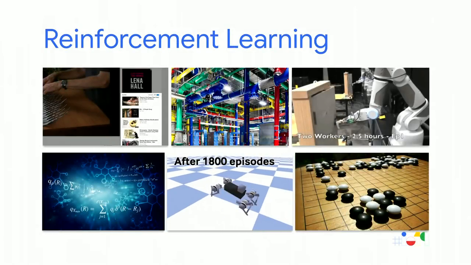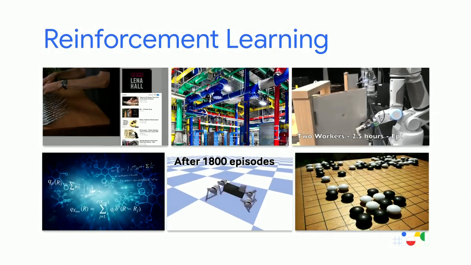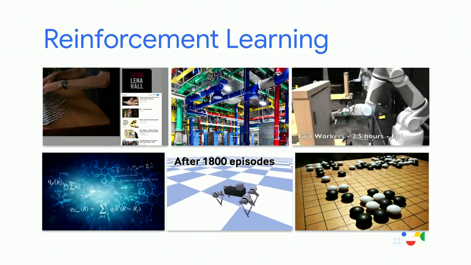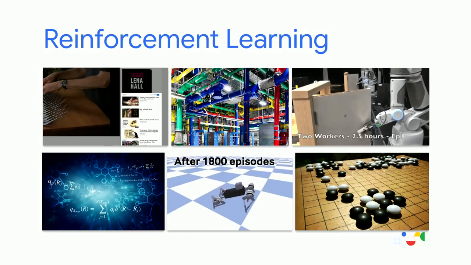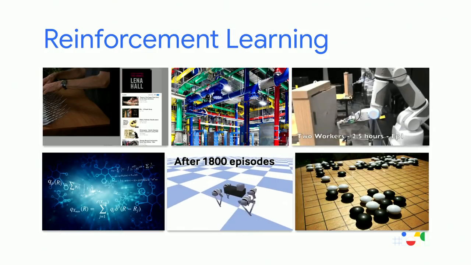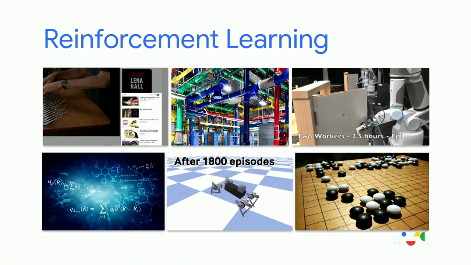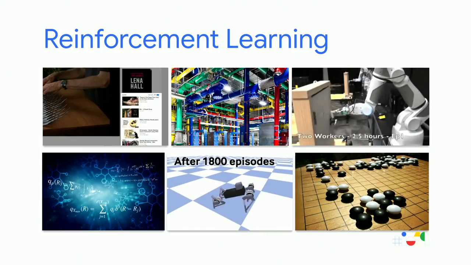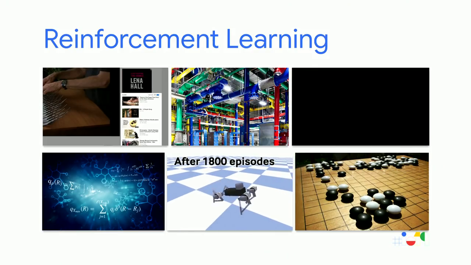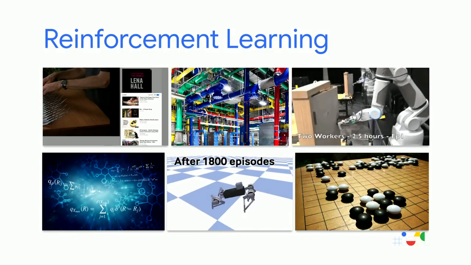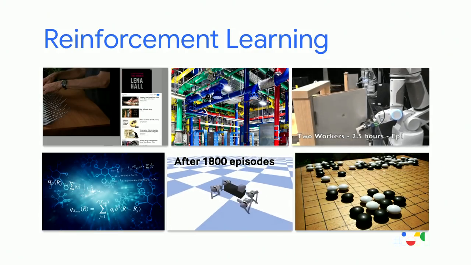The good thing about reinforcement learning is that you can apply it to many different problems. Here are some examples of how people over the last year have been applying reinforcement learning, from recommender systems in YouTube, data center cooling, real robots, you can apply it to maths, chemistry, or the cute little robot in the middle, and things as complex as Go, like DeepMind applied to AlphaGo and beat the best player in the world by using reinforcement learning.